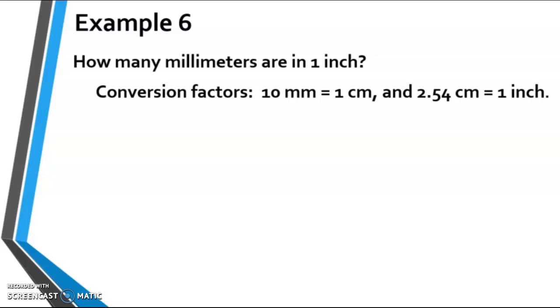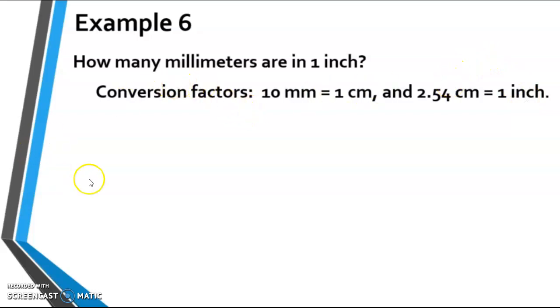On number 6, we were asked how many millimeters are in 1 inch. Now you can see we've got two conversion factors laid out here. 10 millimeters is 1 centimeter, and 2.54 centimeters is 1 inch. So we are going to get to use two conversion factors.